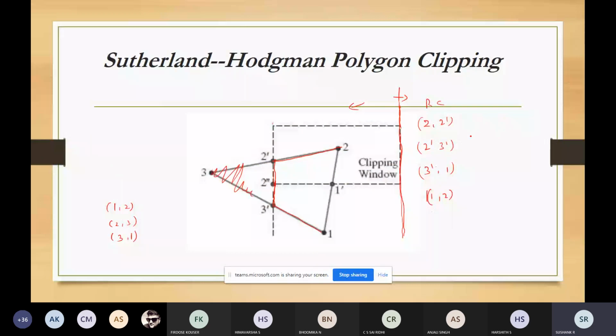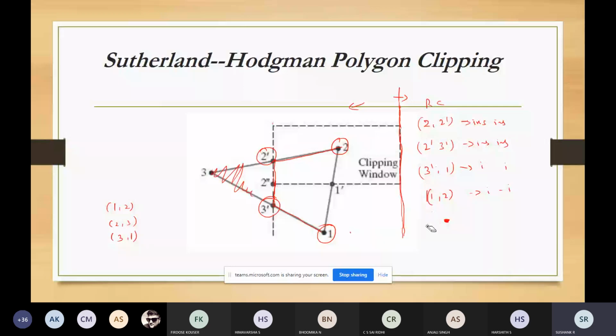Vertex 2, 2 dash is inside. So 2 is also inside the clipping boundary, 2 dash is also inside the clipping boundary, 3 dash is also inside. All these 4 points, 2 dash, 1, 3 dash, 2, are inside the clipping boundary only. If there was some line like this, then that would have come as outside to the right clipping area.